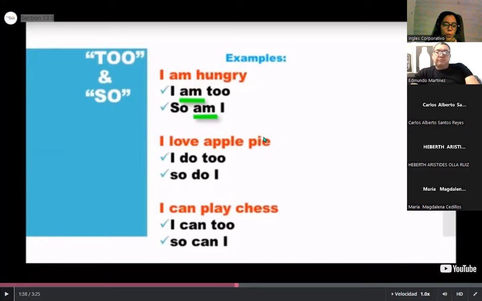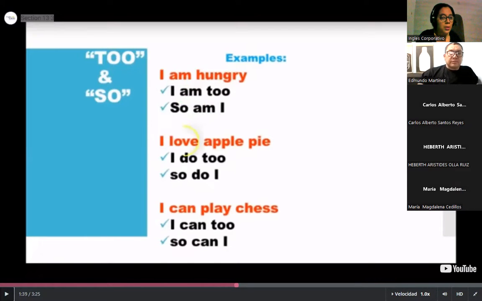O sea, es la más común que podemos escuchar y que también usted, pues a lo mejor se le hace hasta más fácil poderla decir. I'm hungry. I am too, or I'm too. Muy bien, so am I. ¿Por qué lo tenemos acá invertido? Ya vamos a ver por qué. Entonces también es correcto que respondamos con so at the beginning, plus the auxiliary, que se convierte en am, the verb to be, and the subject. So am I, que sería yo también, ¿verdad? So am I.